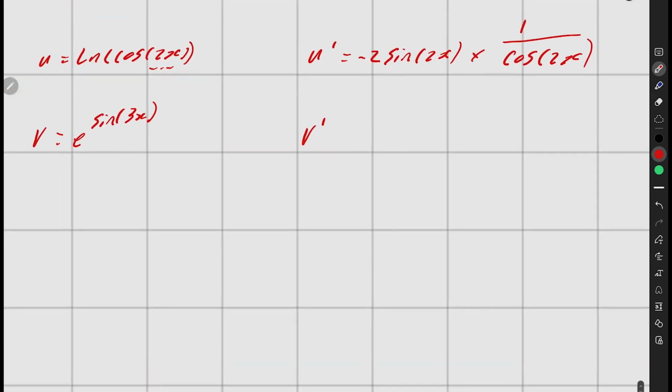Now let's differentiate e to the sine of 3x. Again, using the chain rule, diff in: 3 cos of 3x times e to the sine of 3x. This is just your chain rule and the general rule for an exponential function. And if you don't know these, go back to my previous video. Make sure you're up to scratch with your basic derivative rules. And let's move on. So we know our derivative is going to be equal to vu dash plus uv dash.